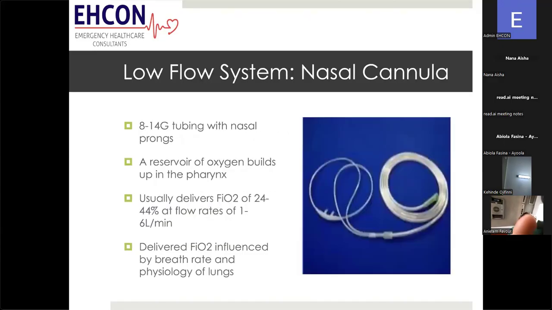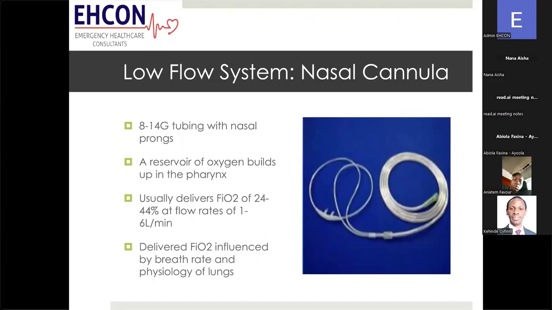So the most common ones, see the nasal cannula, or nasal prongs as they are called in some parts. It's usually 18 to 14 gauge tubing with the nasal prongs attached. These are the nasal prongs here. And the reservoir of oxygen is delivered to the pharynx through the nose and builds up in the pharynx and then sort of trickles down.